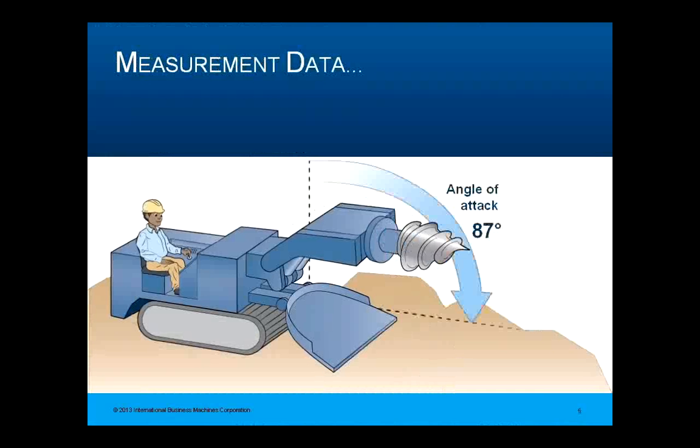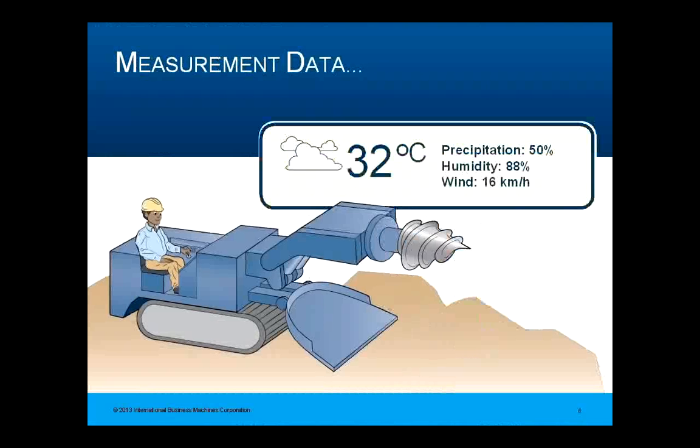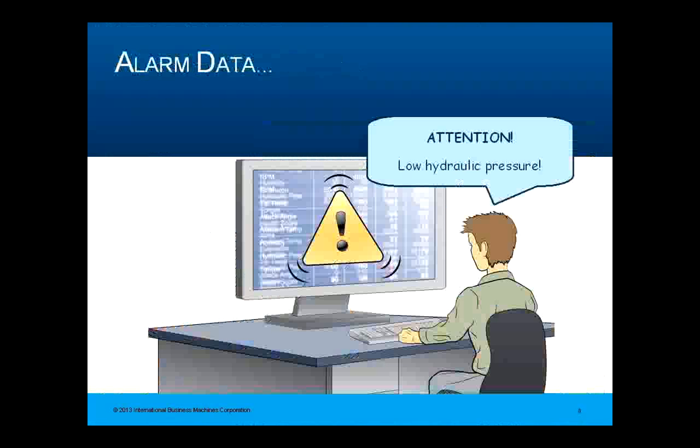Another example is the angle of attack. Another might be the tip temperature, the temperature of the drilling tip itself. And also external data that's not connected to the machine itself. Here, an example of that is weather or ambient temperature. There could be other examples of external data like personnel information or HR data. All of this combined could play a factor in the health of an asset.